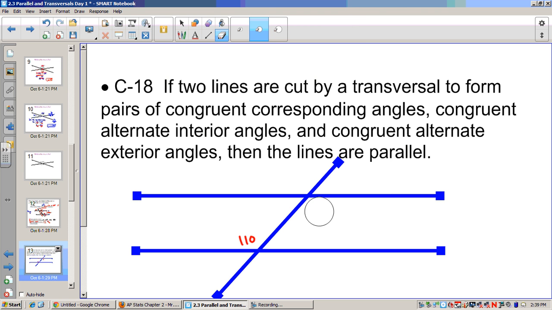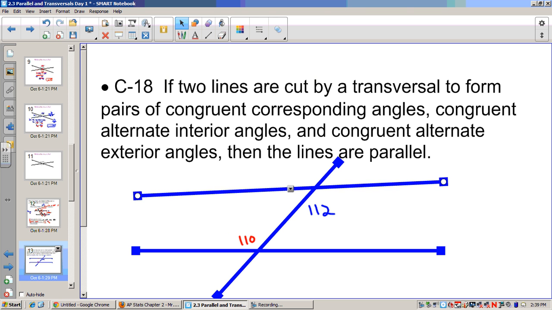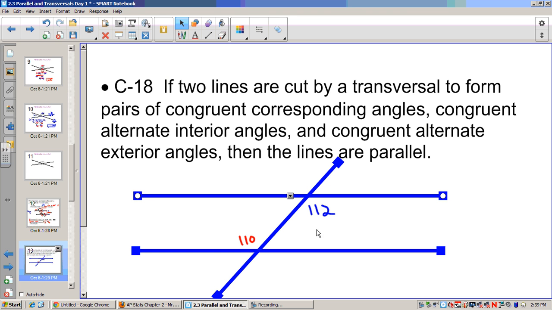However, if this is 110 and this is 112, then these lines will be a little skew or not parallel. So you have to pay attention, and this conjecture can help us show if lines are ever parallel.